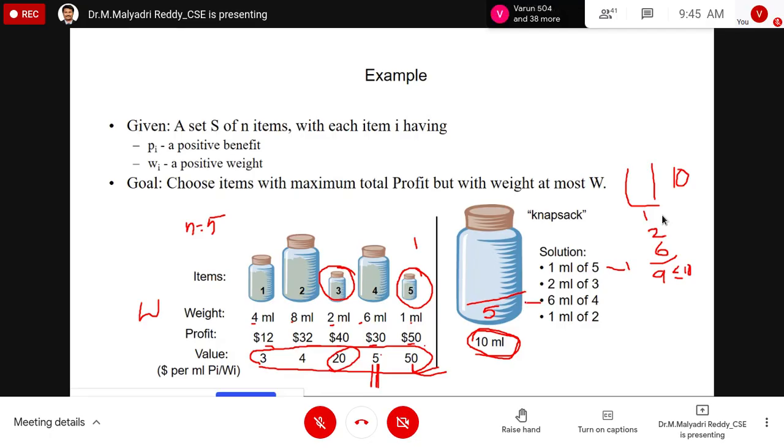Then 1 ml of the second item. 8 ml cost is 32, so 1 ml of the second item is 4. So what is the total profit? 124, I guess. 50 plus 40 is 90, plus 30 is 120, plus 4 is 124. Right? Yes, sir.